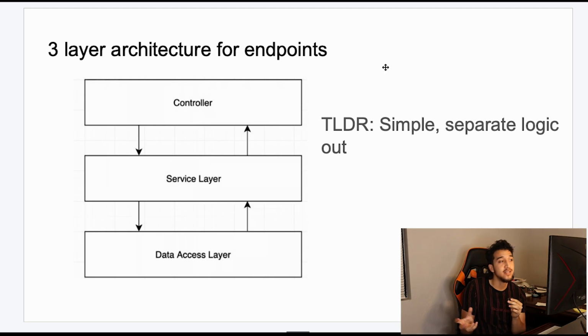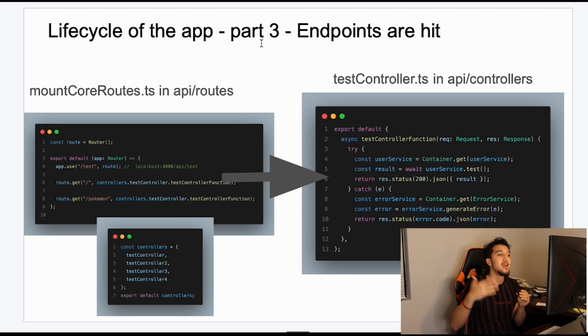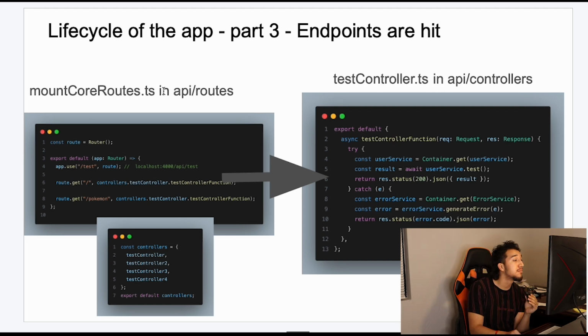The TLDR of this is we keep it simple and we just separate logic out. What does this look like in real life? Let's get into it. So this is lifecycle of the app part 3. Our endpoints are now being hit. In mount core routes, we go from our little group routes, that's /test.